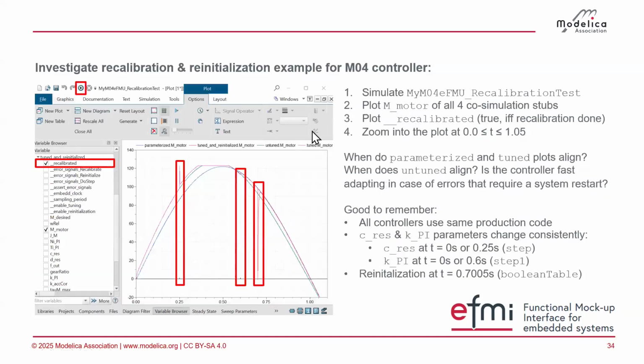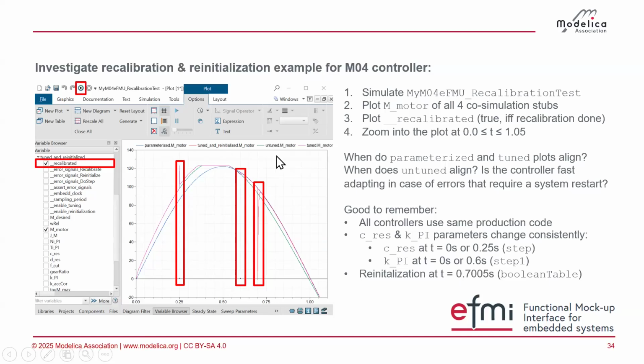And now you pick that model and simulate it. And when you simulate it, you plot this M motor. And then you zoom in on this first interval between 0 and 1 second and 1.05 seconds. If you zoom in, you see this kind of plot here. And this plot has four trajectories for the different controllers. There is the untuned one, there is the parameterized one, the tuned and the reinitialized one.